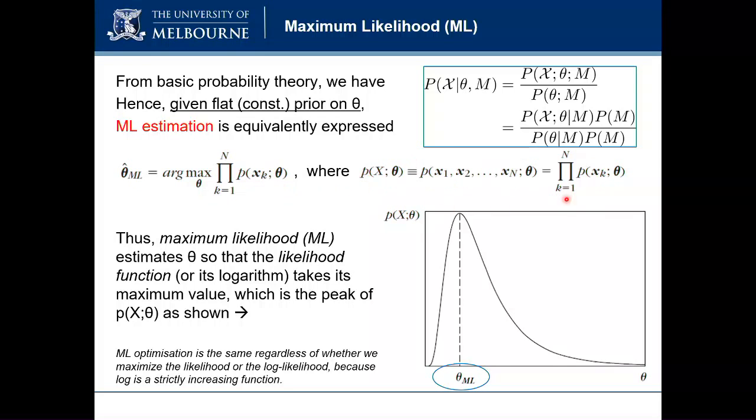And then we have the IID assumption, which helps, because the joint probability distribution becomes this product due to the independent identically distributed data points. Otherwise, you have to deal with this, not the product itself. So thus, the maximum likelihood estimates theta so that the likelihood function, in this case this joint probability distribution, is actually proportional to the other one, which is this.